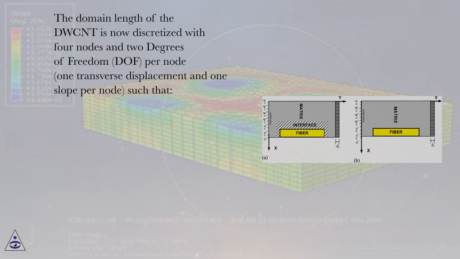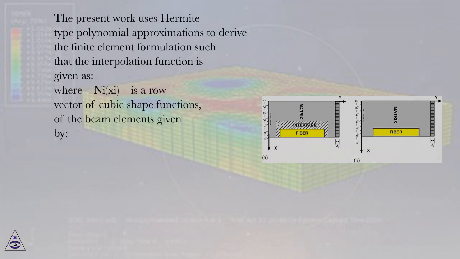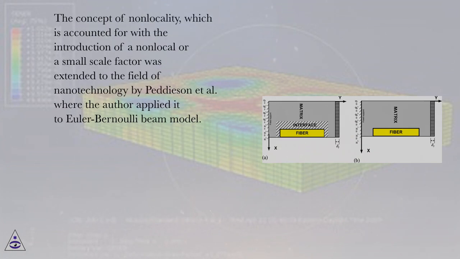freedom, DOF, per node, 1 transverse displacement and 1 slope per node, such that the present work uses Hermite-type polynomial approximations to derive the finite element formulation such that the interpolation function is given as where Ni is a row vector of cubic shape functions of the beam elements given by. The concept of non-locality, which is accounted for with the introduction of a non-local or a small-scale factor, was extended to the field of nanotechnology by Peddieson et al., where the author applied it to Euler-Bernoulli beam model.